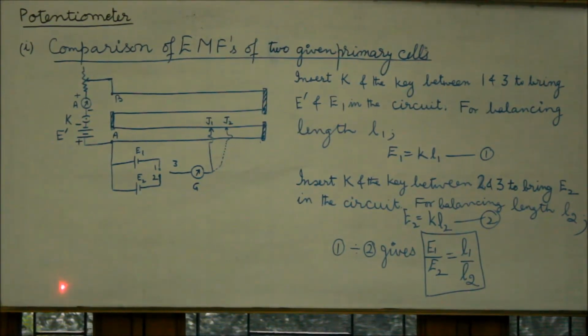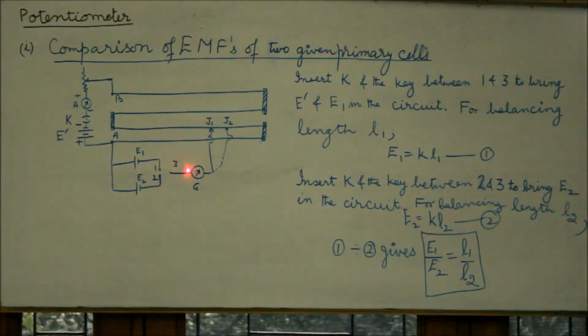Now repeat the same with E2. Once the check is done, we insert K, the key here, and the key between 1 and 3 to bring E dash and E1 in the circuit. We move the jockey to different points and get the balancing length L1, that is the length for which the galvanometer shows zero deflection. You get E1 is equal to K L1.